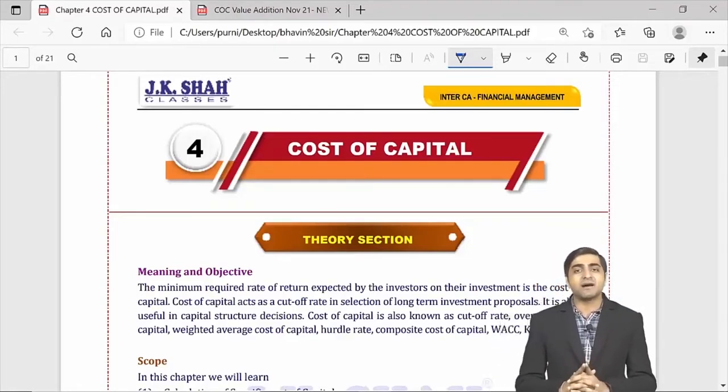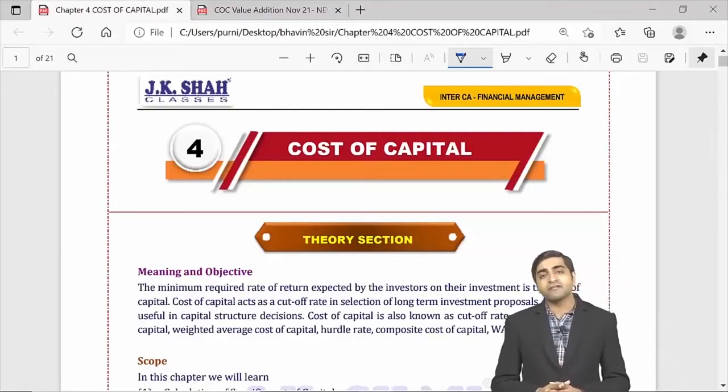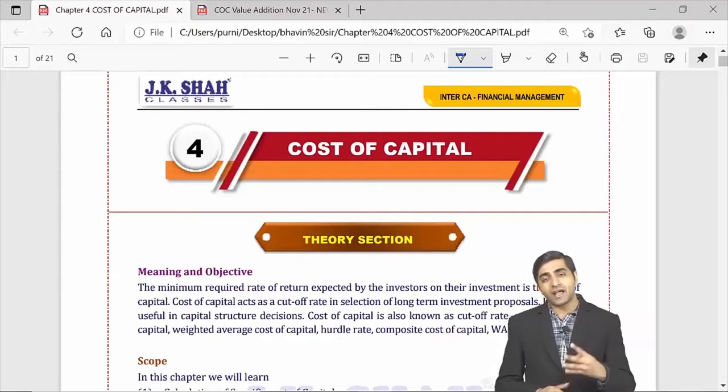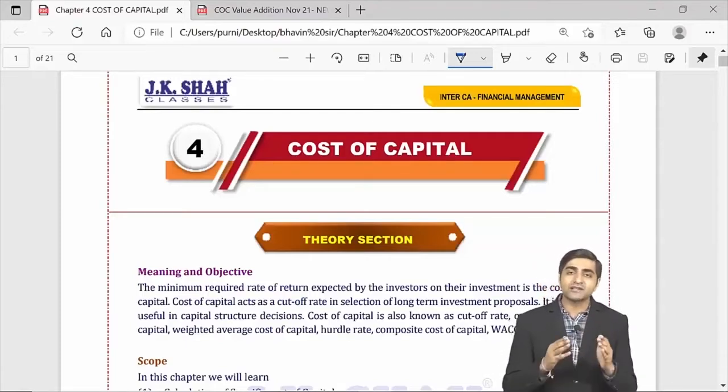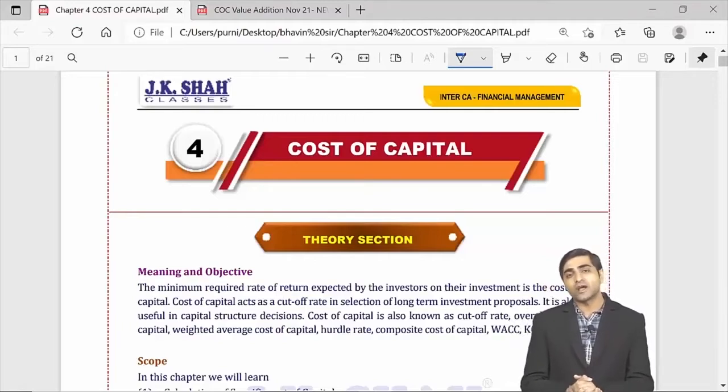Your 60 marks paper will have question number 1, which will be your compulsory question for 20 marks, and from question number 2 to question number 6, out of those 5 questions we have to attempt any 4 questions of 10 marks each. So that will be 10 marks into 4 questions, 40 marks, and your question number 1 compulsory for 20 marks. So together it will be for 60 marks.